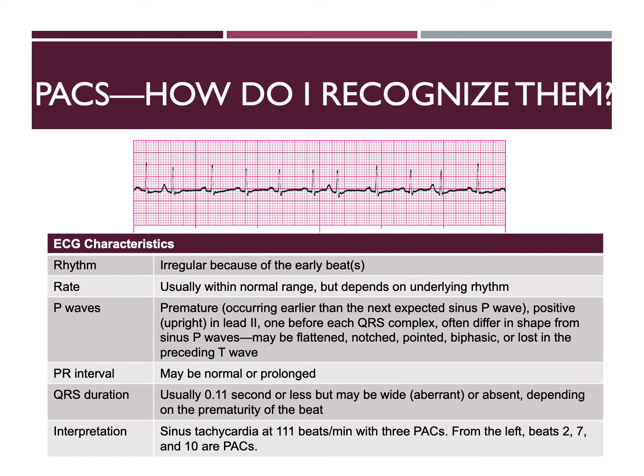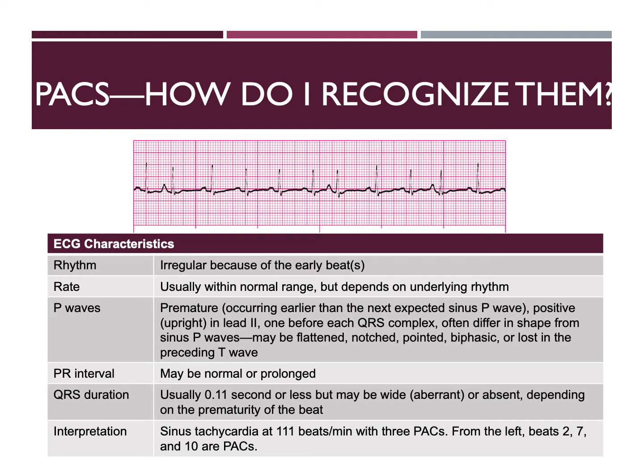So now we're going to talk about how we can recognize these premature atrial complexes or contractions. When compared with the PP intervals of the underlying rhythm, a PAC is going to be premature and occur before the next expected sinus P wave is supposed to occur. How we're going to recognize them is that we're going to see an early, premature P wave. That positive upright P wave in lead 2 is still going to exist, but it may differ in shape from that sinus P wave.